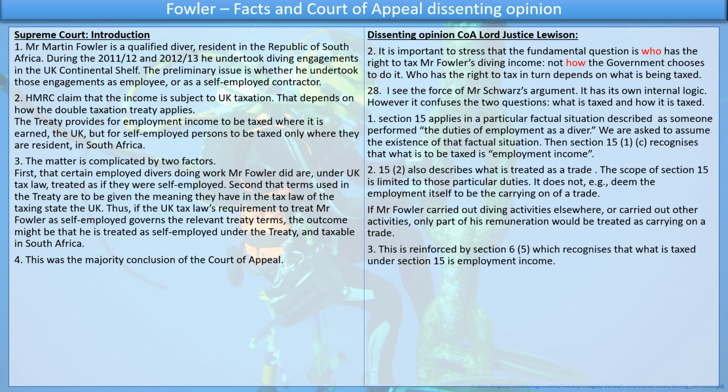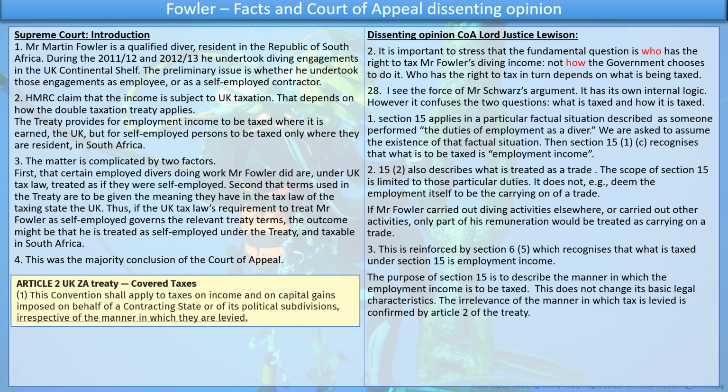This is reinforced by Section 6.5, which recognizes that what is taxed under Section 15 is employment income. And this refers to different income tax, where I don't quote the right income tax years and laws here. You can see that in the decision itself. It's simply to give context to how this fits into the international treaty interpretation. The purpose of Section 15 is to describe the manner in which employment is to be taxed. This does not change the basic legal characteristics.